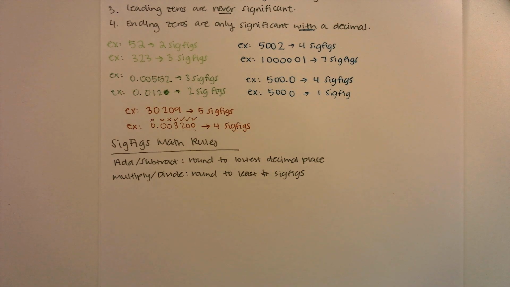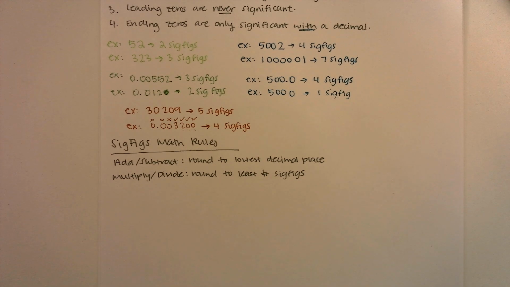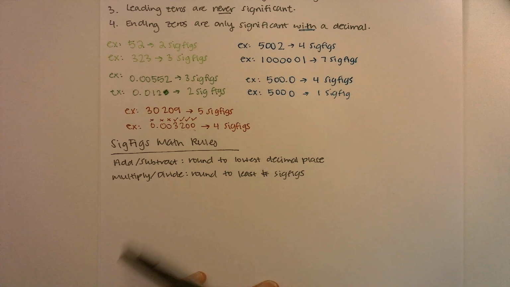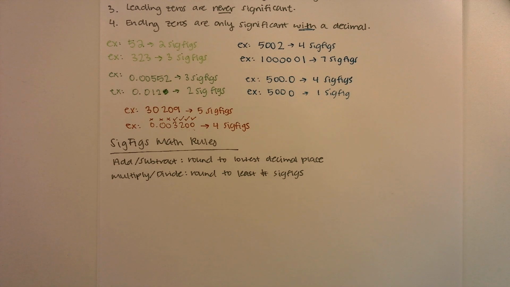Okay, now I have the math rules for when you do calculations, and it all has to do with rounding with sig figs, whether you add, subtract, multiply, divide, or do both. When you add or subtract two or more different values, the rule is to round to the lowest decimal place, and I'll give you an example on that. When you multiply or divide, or even do both, you round to the least number of sig figs. So I'll give you an example for each of these.